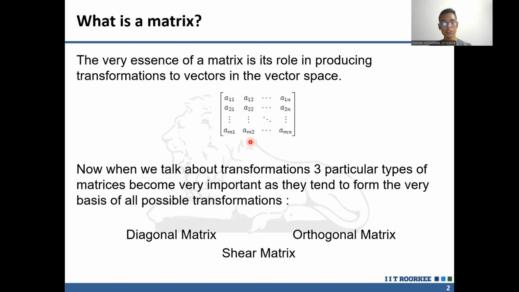Now, when we talk about transformations, three particular types of matrices become very important as they tend to form the very basis of all possible transformations. This involves the diagonal matrix, the orthogonal matrix, and the shear matrix.